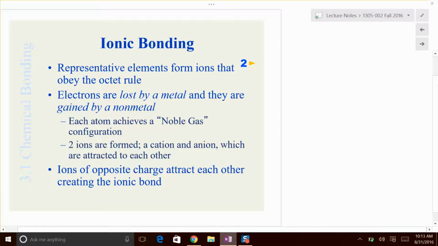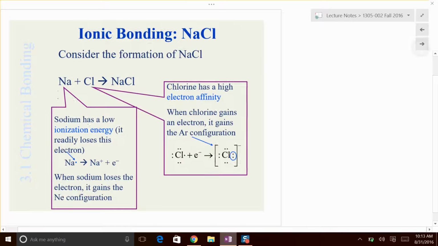Okay, so ionic bonding: the atoms achieve the noble gas configuration. Two ions are formed, cations and anions, which are attracted to each other. Like sodium and chlorine, a metal and a nonmetal. Sodium loses an electron, chlorine gains an electron, then they will come together.